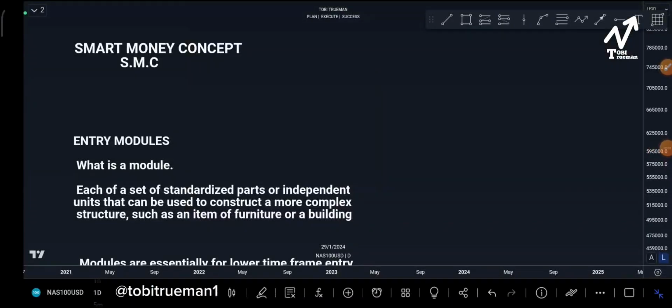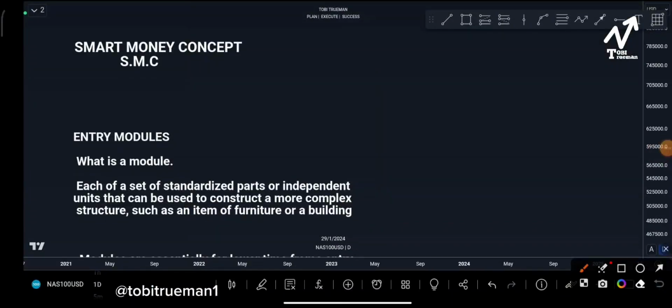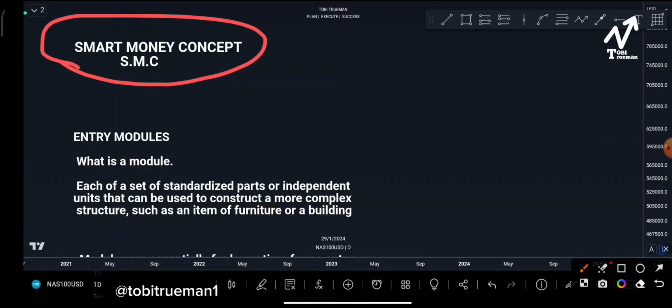Okay, you are welcome. Today, we are going to be looking at entry models, as we are still studying smart money concepts. We have just finished the episode on the components of smart money concepts. Right now, how do we make money with all these concepts? That is the stage we are now heading to.